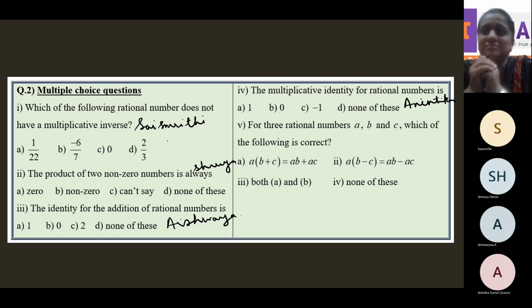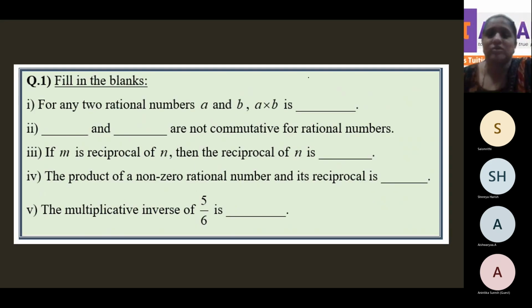Somebody else? Ma'am, Anantika. Yeah. Ma'am, when you take the multiplicative inverse of 0, you get 1 upon 0, which is undefined. But how do you know it is 1 by 0? Ma'am, because multiplicative inverse is reciprocal, so 0 upon 1's reciprocal is 1 upon 0, which is undefined. Yeah, that is what I wanted. Exactly. Very good.